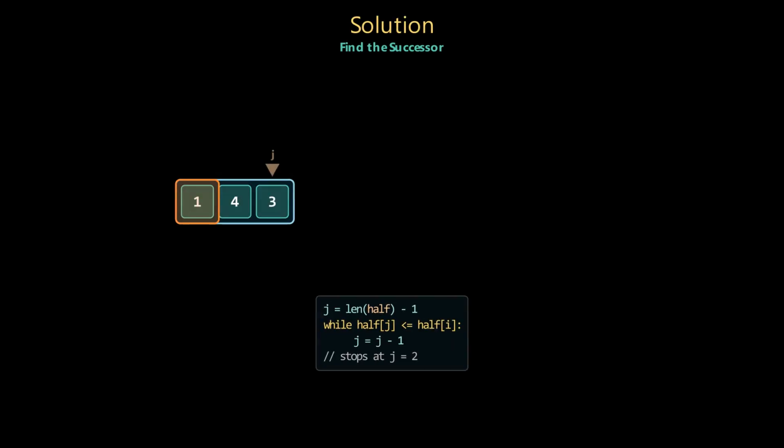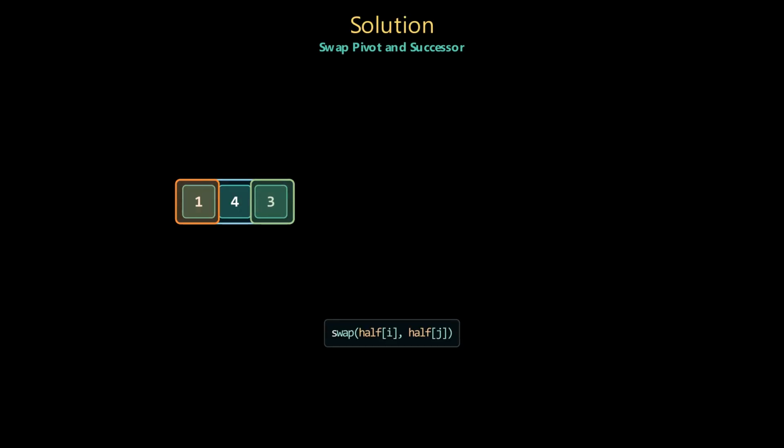Next, we locate the successor candidate. We scan from the rightmost edge of our half array backward, searching for the first element strictly larger than our pivot value of 1. We find it at index 2 with the value 3. We swap our pivot element with our successor candidate.